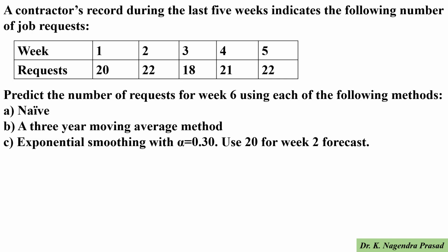In this video we will discuss an example problem on forecasting methods. Let's see the problem. A contractor's record during the last 5 weeks indicates the following number of job requests. Predict the number of requests for week 6 using each of the following methods. A is the naive method, B is a 3-week moving average method, C is exponential smoothing with alpha equal to 0.30. Use 20 as the week 2 forecast.